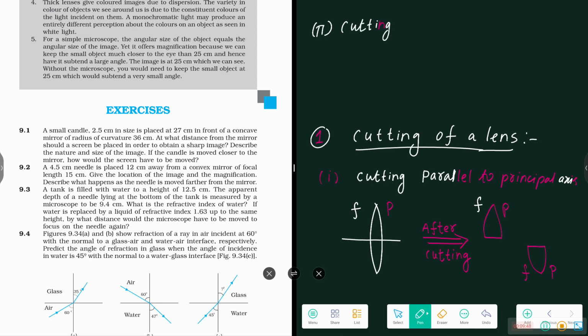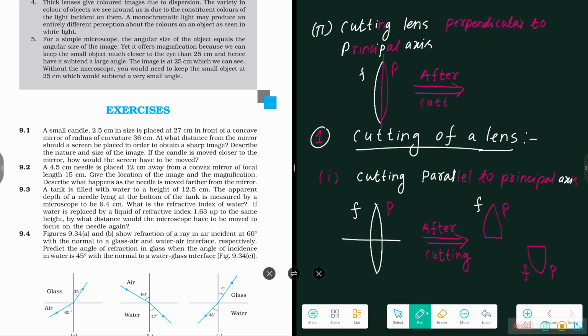Cutting the lens perpendicular to the principal axis. Now how are you cutting? You are cutting like this. Okay, this is your F, this is your P. Now this is after cutting.